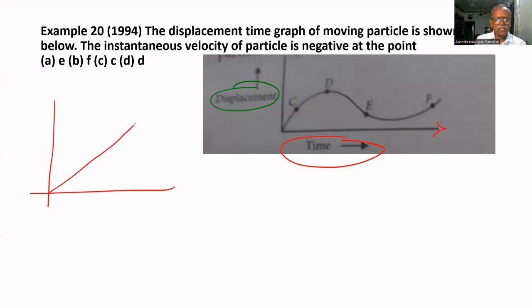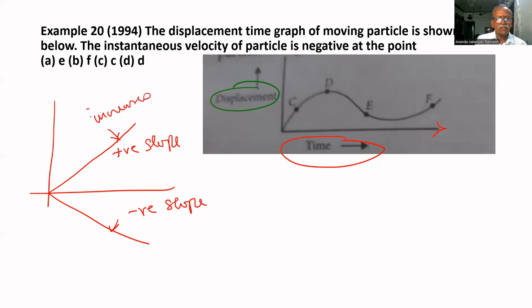If the slope is like this, it is called a positive slope. If the slope is like this, it is called a negative slope. Here, as time increases, velocity increases. Here, as time increases, velocity decreases. Slope is negative, and slope means velocity.